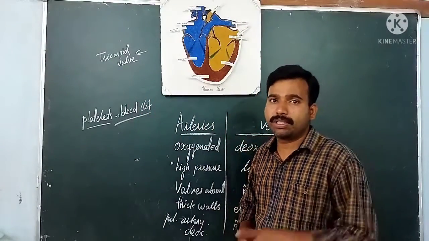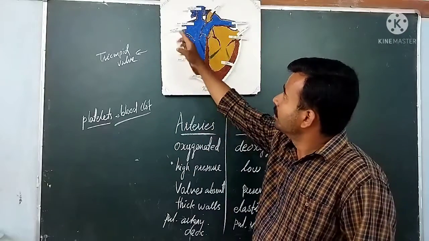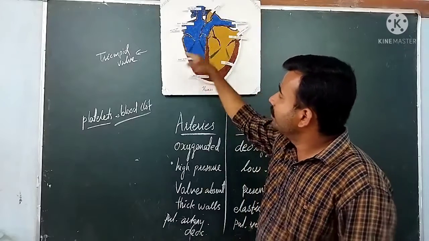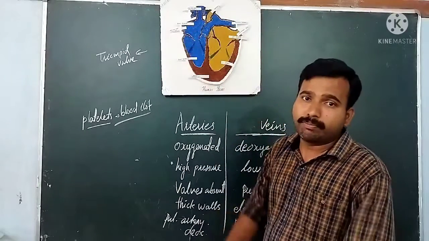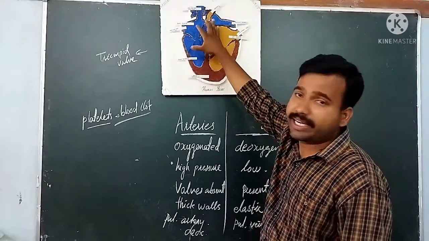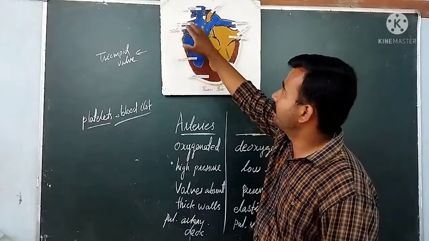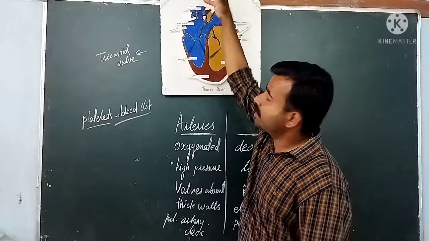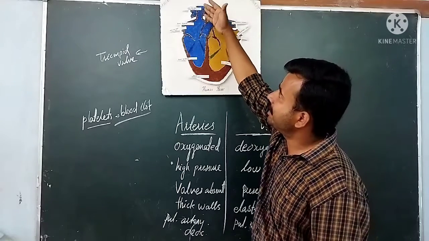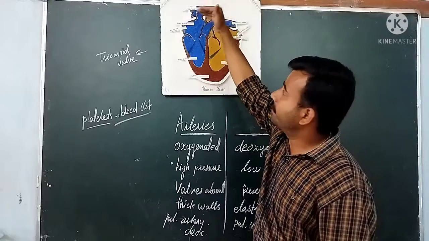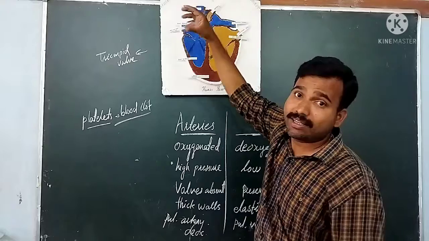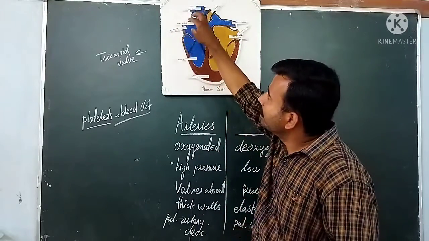Now we can discuss the vessels which are carrying blood to the heart. First we are going to see the right side. The impure blood from the lower part of the body is carried towards the right atrium through the inferior vena cava, and the impure blood from the upper part, that is the head, is carried to the right atrium through the upper vena cava or superior vena cava. These two blood vessels carry the impure blood to the atrium.